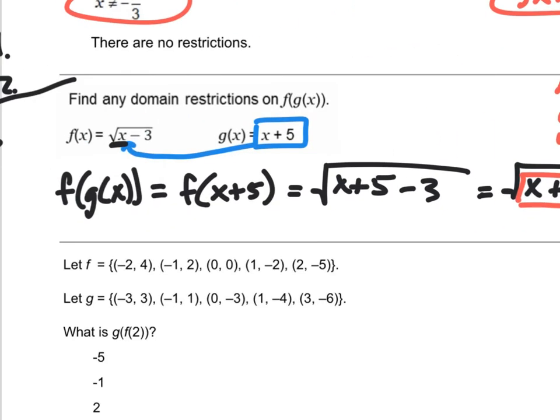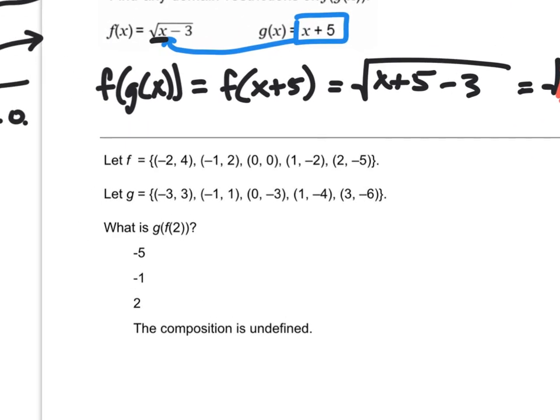So then, let's take a look at the next one. It gives us a series of points that are on my function f, and then a series of points that are on my function g. So I don't have any functions, I just have points on those functions. It says, what is g of f of 2? The first thing I want to do is ask, what's f of 2? If I plug in 2 for my x value, I get a y value of negative 5. So I write that I have the point 2, negative 5.